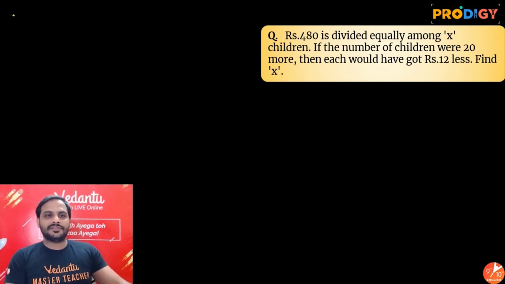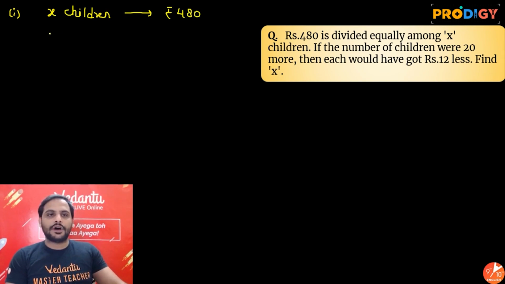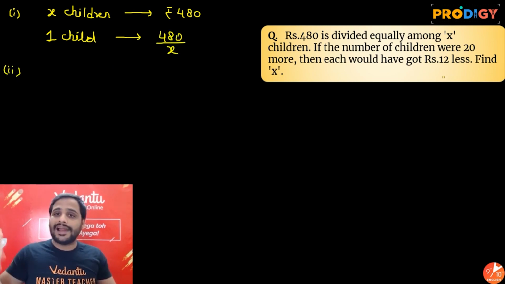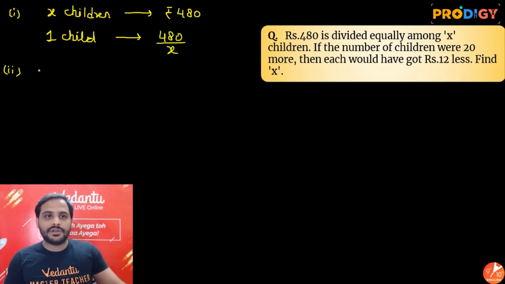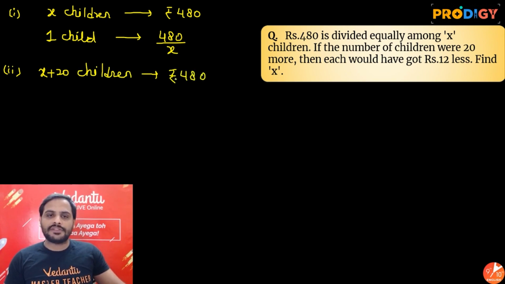See, first case: in X children, we have distributed a total of rupees 480. So how much did each child get? One child will get 480 upon X. Case 2: in case 2, 20 children are more now, so there are X plus 20 children. The same money, 480 rupees, I have distributed between them. So now I can say in this case, each child will get 480 upon X plus 20 rupees.